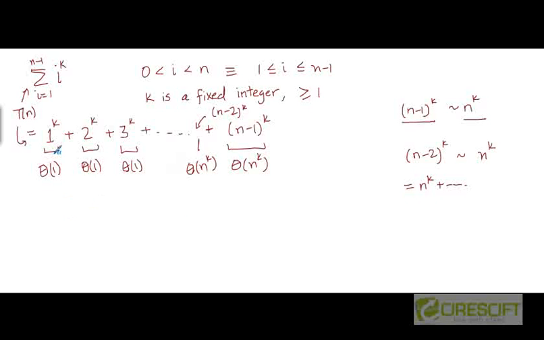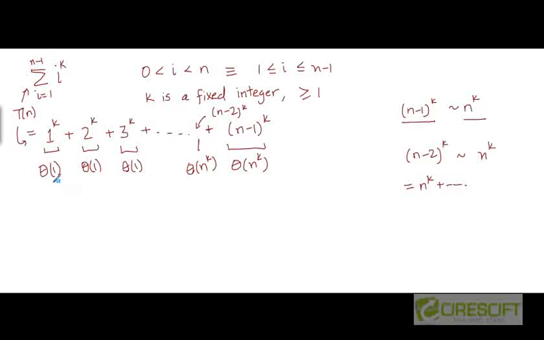So clearly the terms are increasing in value and their asymptotic complexity is also increasing. We are starting with terms which are constants at the beginning, and we are ending with terms that are growing at the rate of n to the power k near the end of this summation. So what do we expect the overall complexity to be?